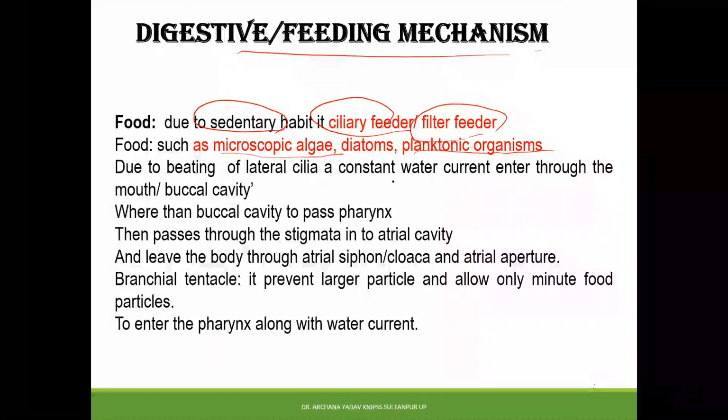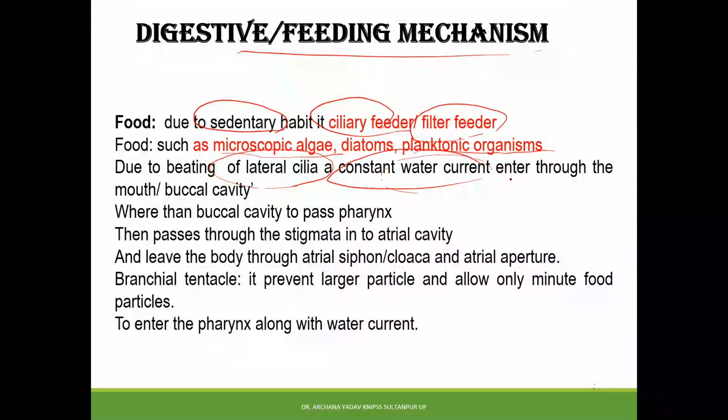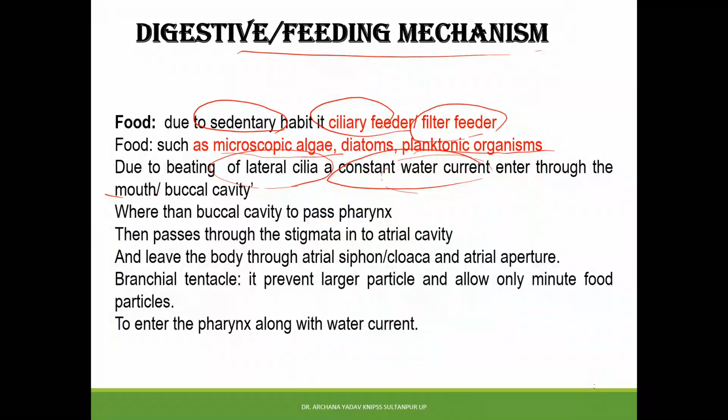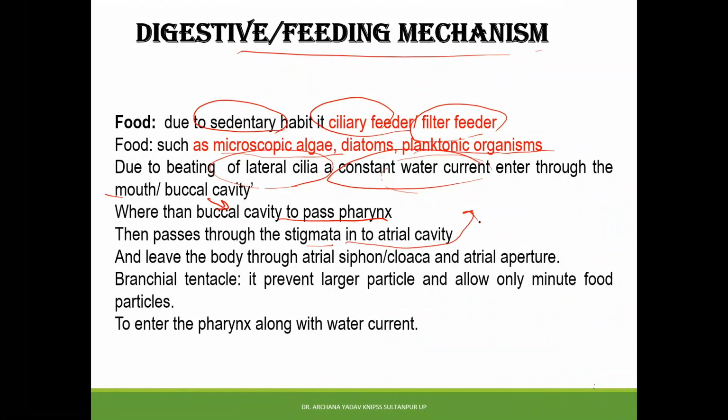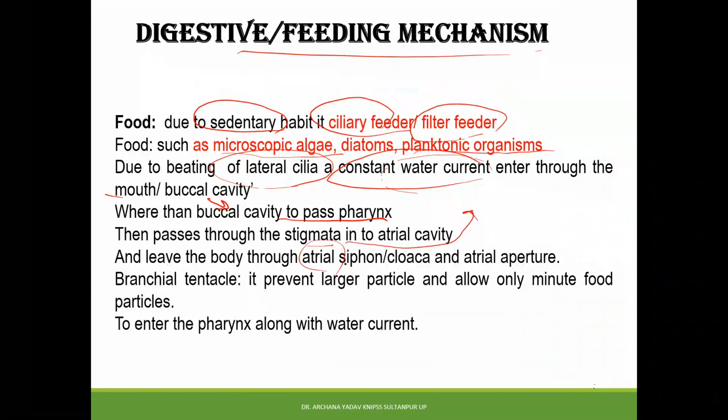So firstly, the beating of lateral cilia which are present in the stigmata creates a constant water current which enters through the mouth, or you can say buccal cavity. After the buccal cavity, it moves towards the pharynx, and after that it passes into the stigmata, and from the stigmata it goes toward the atrial cavity, and through the atrial cavity the water current leaves the body through the atrial siphon or cloaca, or you can say atrial aperture.